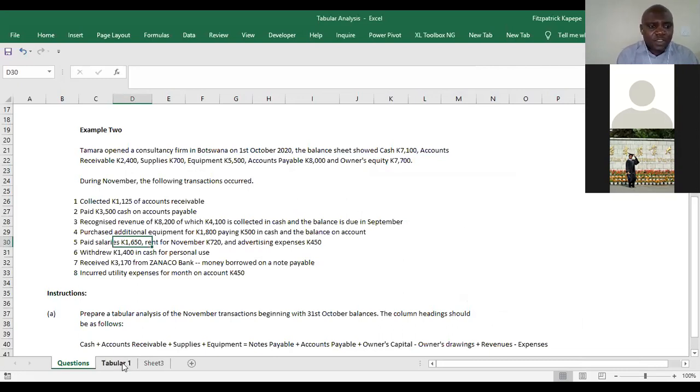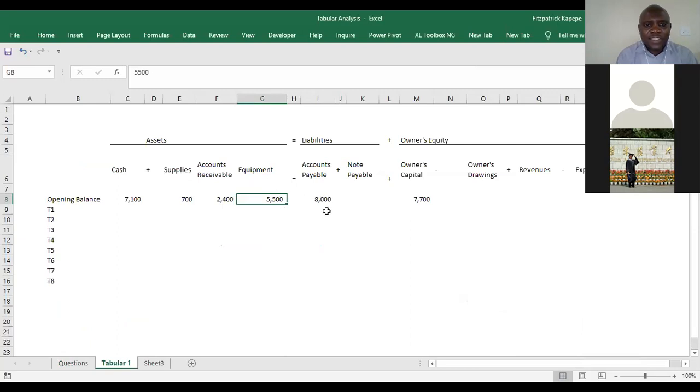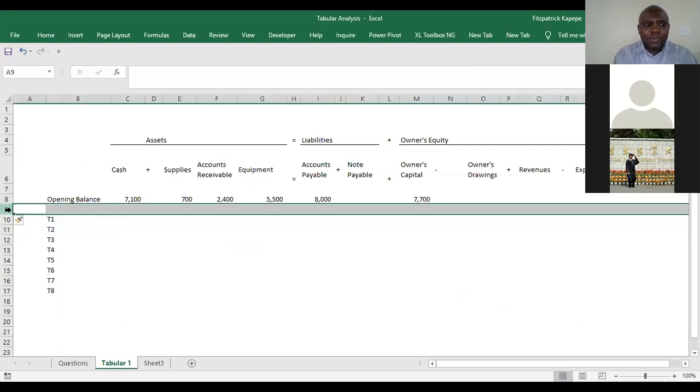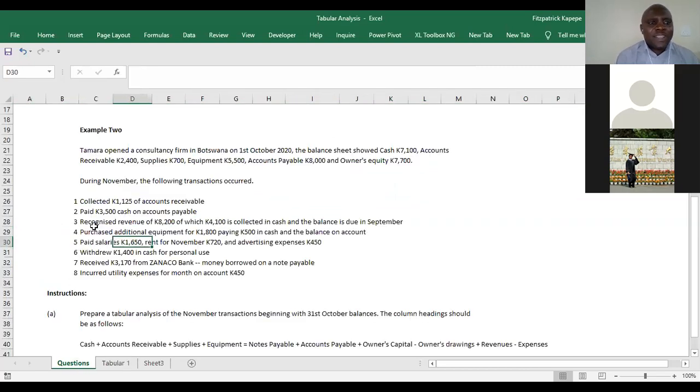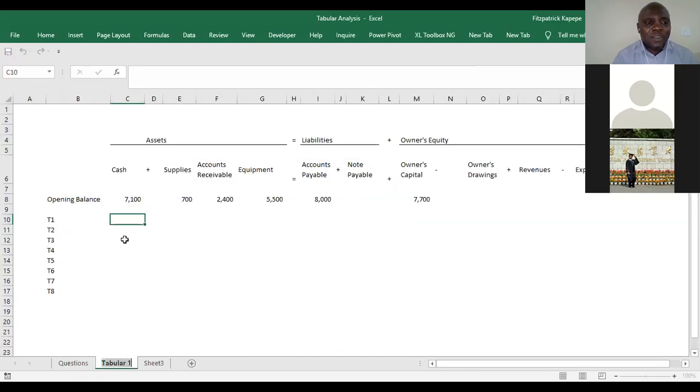We can go to the tabular one. We are saying there's 8,000, equipment was 5,500. There was no note payable, isn't it? Okay, so now we start with transaction number 1. This is why it gets interesting. So we are told collected 1,125 of accounts receivable. What it means there is that the person that was owing you after you sold the chickens has brought the money. So what happens if this person really has brought the money? How much?